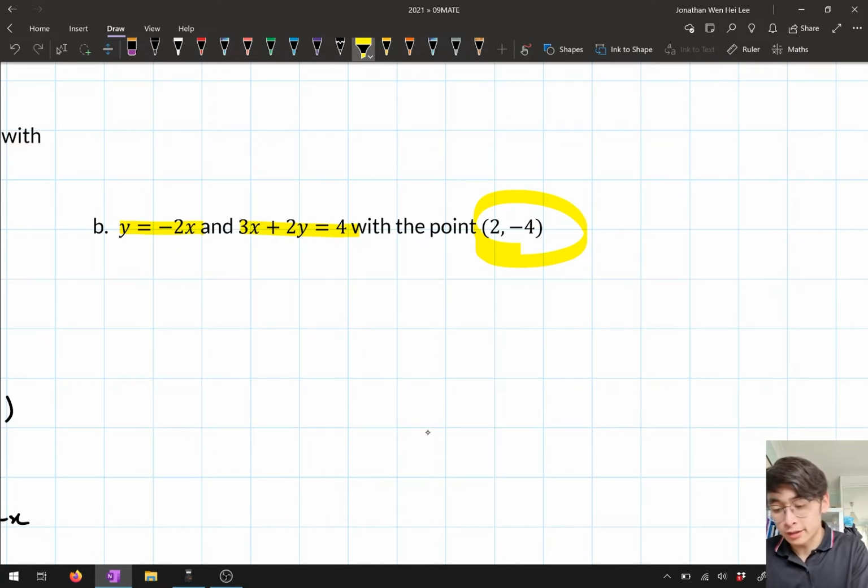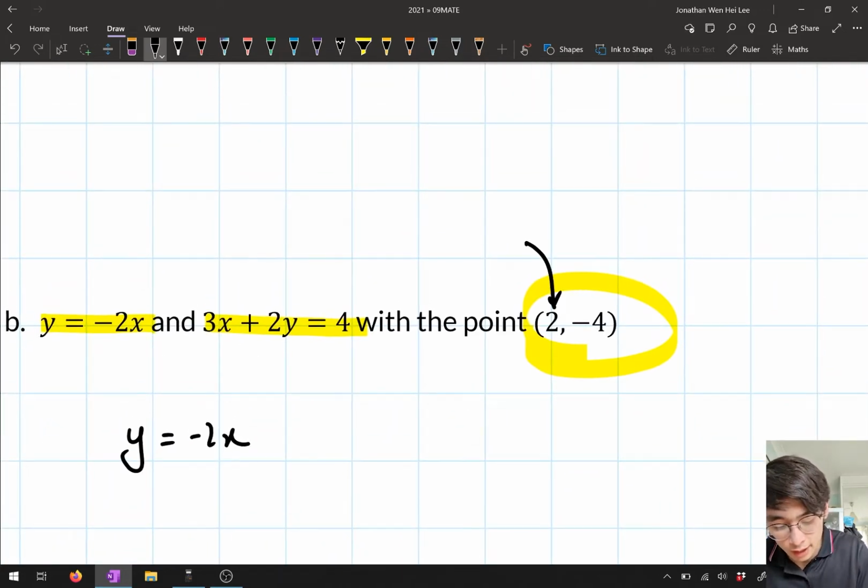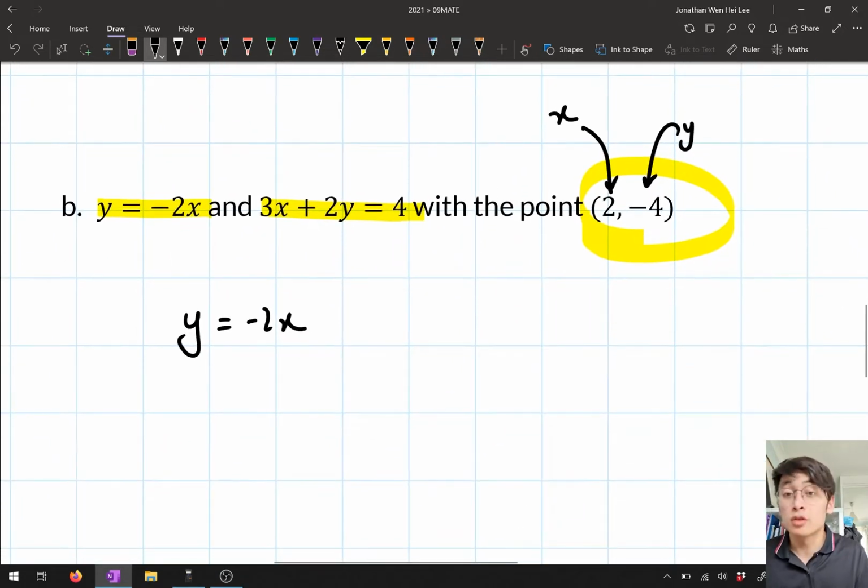So let's check that. Let's start off with y is equal to -2x. So let's just check my point. My point has an x coordinate of 2 and a y coordinate of -4. So I'm going to do my substitutions here.